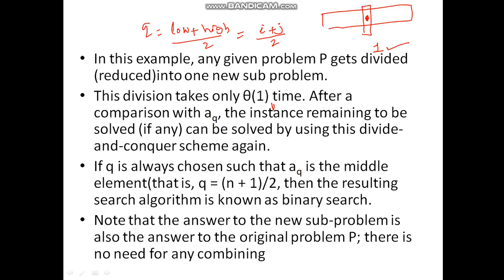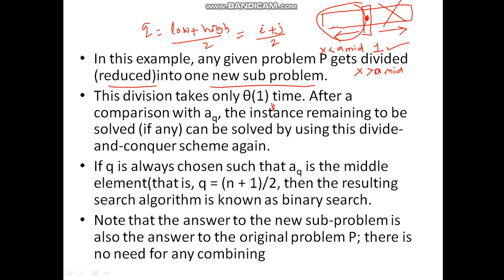If it is not present, then either we have to search in the left subarray, depending on the element I am searching for: if x is less than a of mid, I have to search in the left subarray, and if x is greater than a of mid, I have to search in the right subarray. So instead of choosing q randomly, we can make use of one methodology wherein we choose mid. In this example, any given problem P gets divided into two new subproblems, but out of those two we are going to solve only one subproblem and eliminate the remaining half. That's the reason we say that it is reduced.